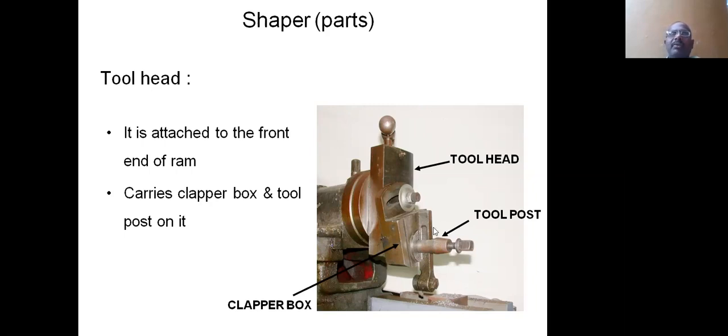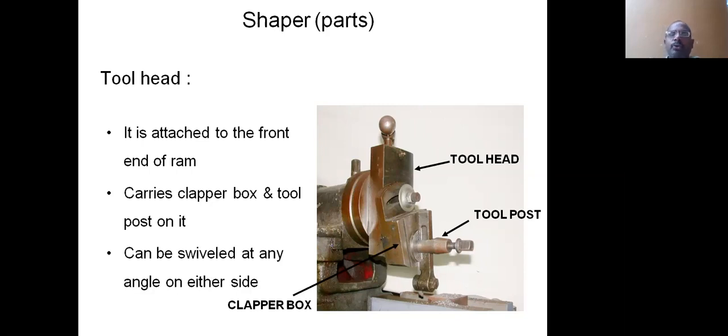Now here we have one doubt. Why is the tool post not connected to the tool head directly? Why is the tool post connected to the tool head through the clapper box? I will explain the reason for the clapper box next. But the thing is, the tool head is used to carry the tool post. For that purpose, one of its sides is connected to the ram. At the same time, its other side is connected to the clapper box. The clapper box is connected to the tool post directly.